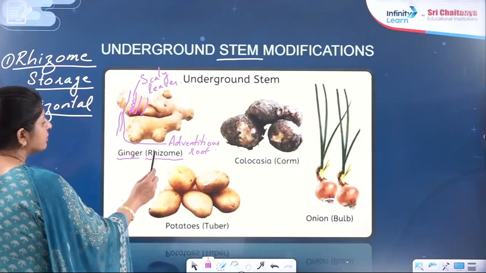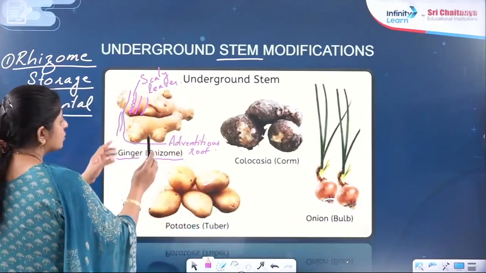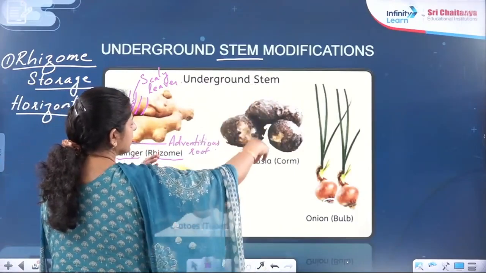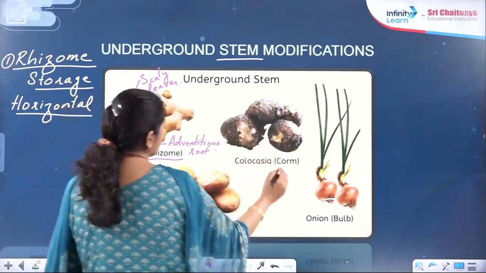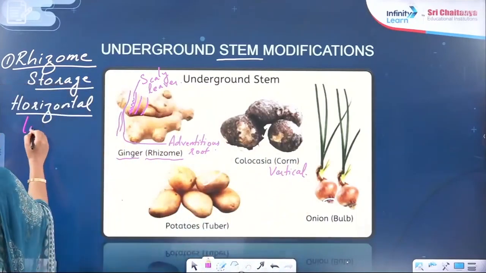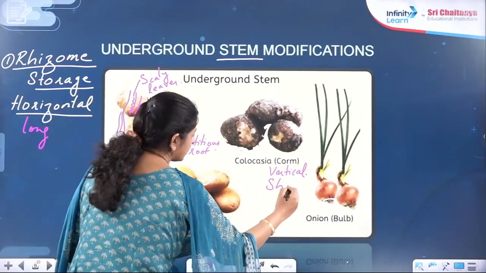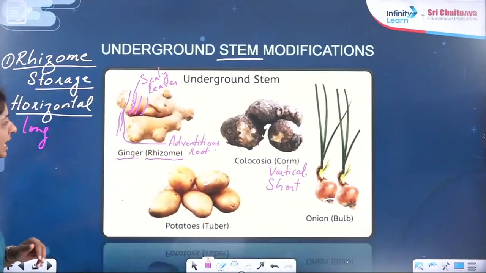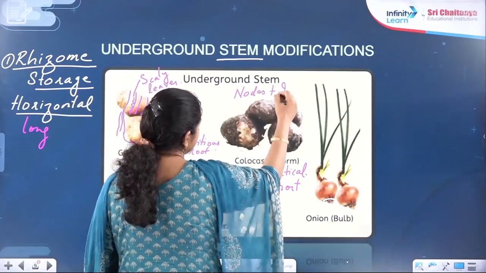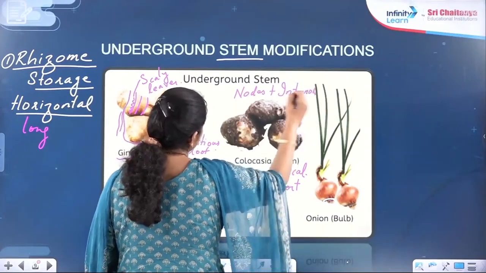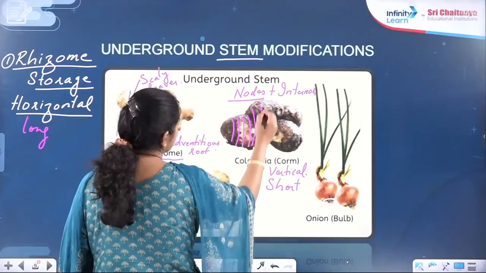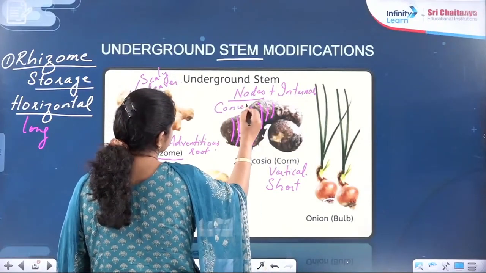Now, what is the difference between rhizome and corm? The rhizome can be more growing in a horizontal fashion, and this will be growing more under the ground vertically. It is growing more in the vertical position, right? This can be long, but this can be short in its length, right? And here nodes as well as internodes are obviously present, but you will find the node part are more concentric. It will be more concentric one after the other.